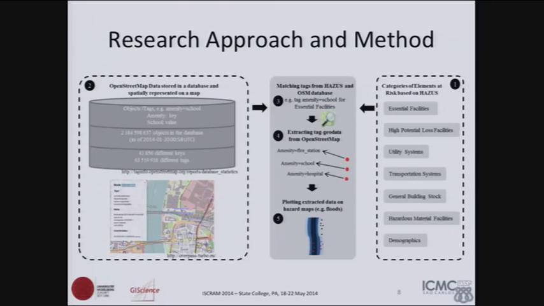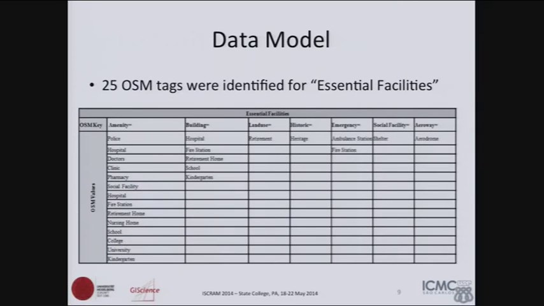And then we applied this to a specific use case, which is the city of Cologne in Germany, to extract the data based on the official hazard map. So we got the official hazard map from the city of Cologne, and then extracted the different elements that were in the different hazard zones.